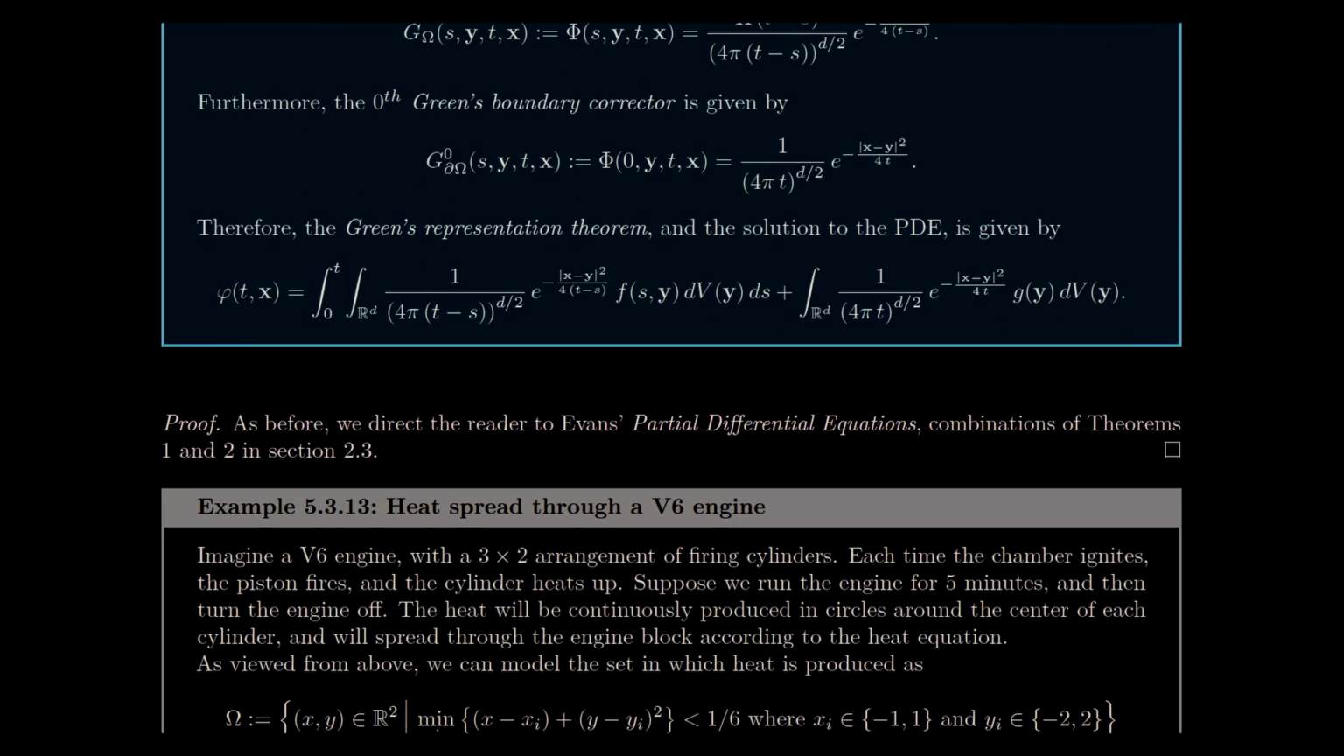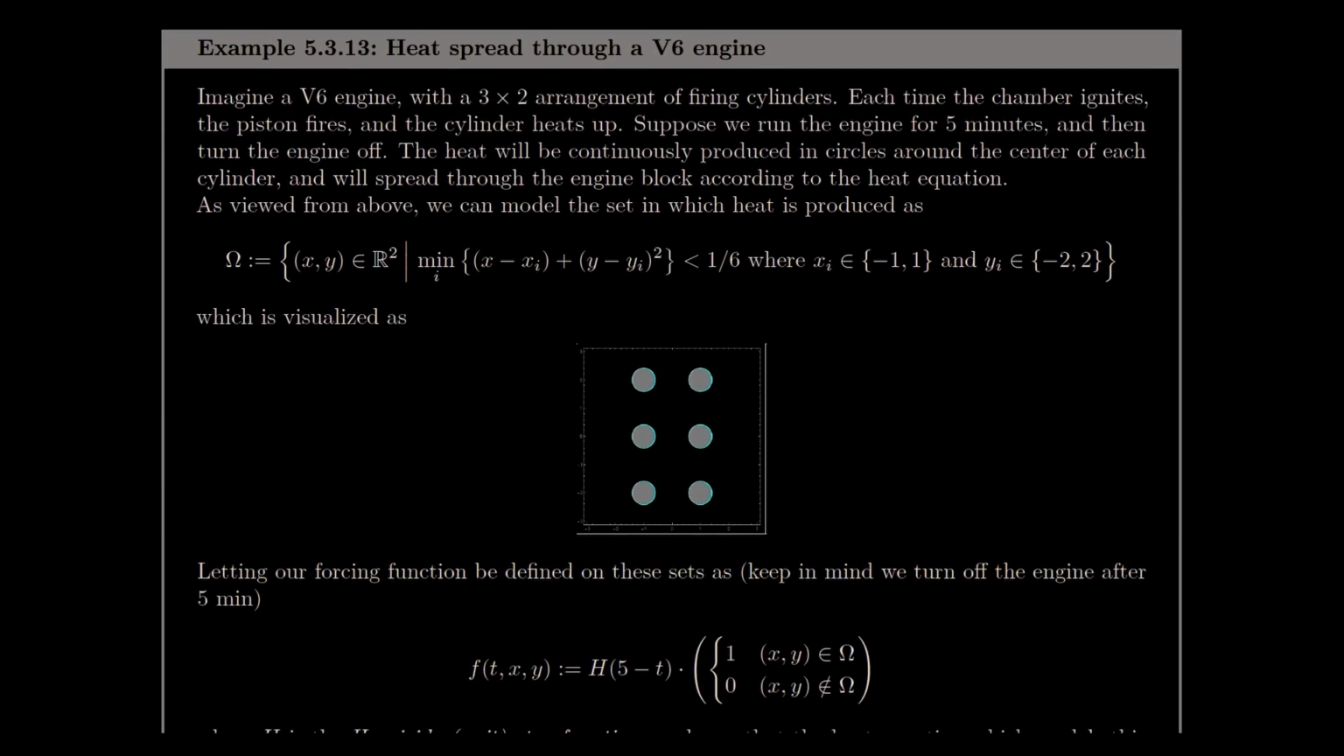And we can actually see an example of this as I've provided here, which I'm calling heat spread through a V6 engine. I wanted to give some sort of a slightly more applicable example here. And what I've done is I've constructed an omega here, and there's a really nasty way of describing this set, but you can actually see the picture below. This is the set omega, really all of the gray is omega, which I guess is showing up as white to you. So the off-white, light grayish is omega here, all of those 6 dots. And those are going to be the cylinders of a V6 engine.